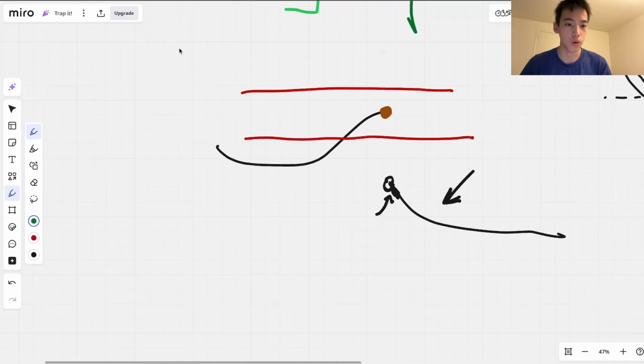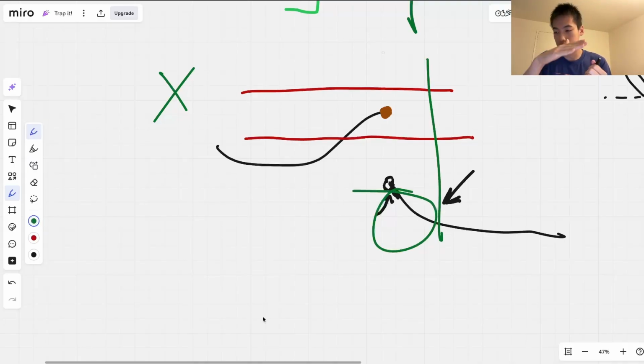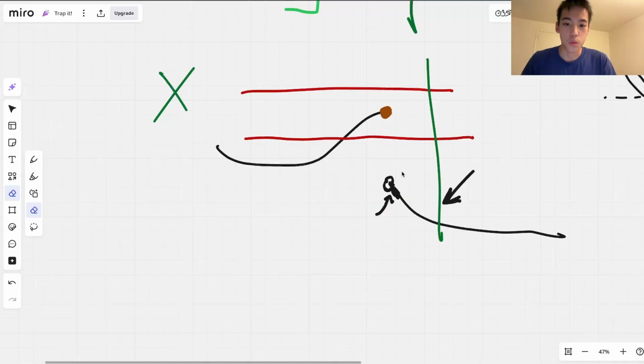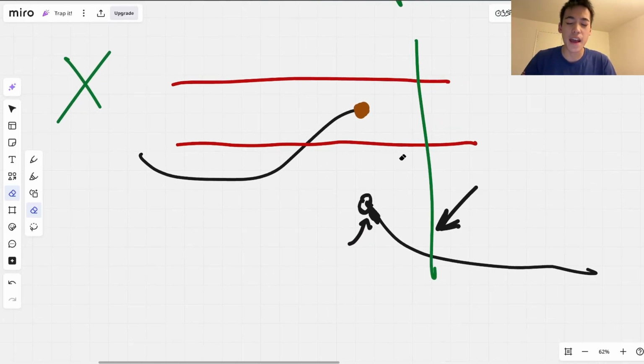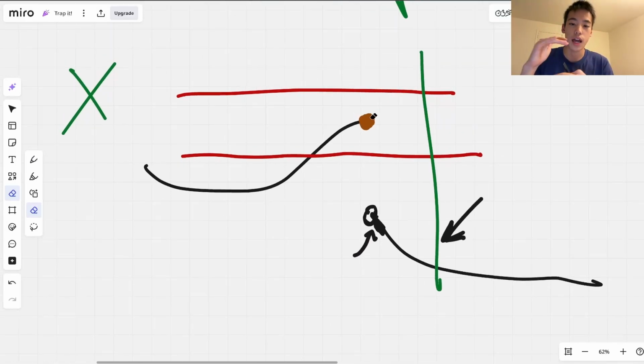However, in this third example, we cannot win the game because this point is located at such a location that no matter where you pick the right vertical line, you're always going to have some bottom piece jutting out and not below the pair of red lines. So we can't always win the game for every pair of lines that I give you.